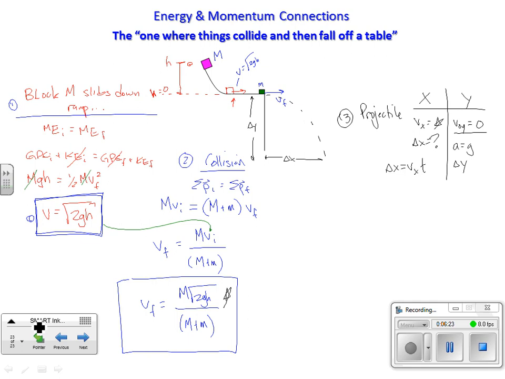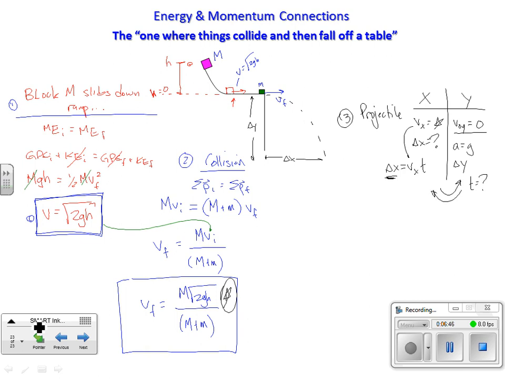All right, so the question is, well, we know what Vx is, right? It's this thing down here. The question is, how long does this thing spend in the air? Well, if you remember, with these kinds of problems, we want something on the x side of this table. We're going to have to go over here and find time.